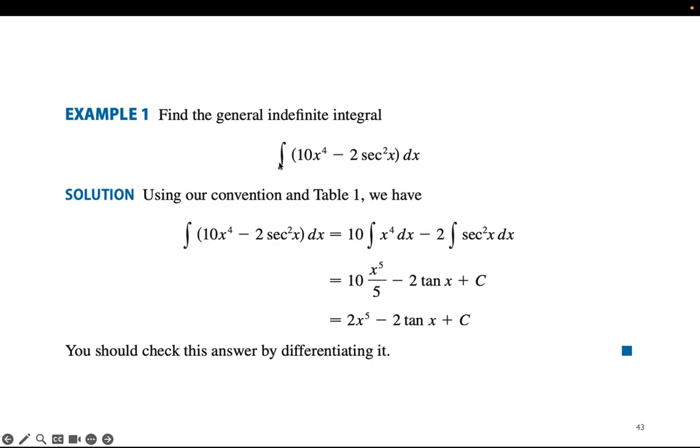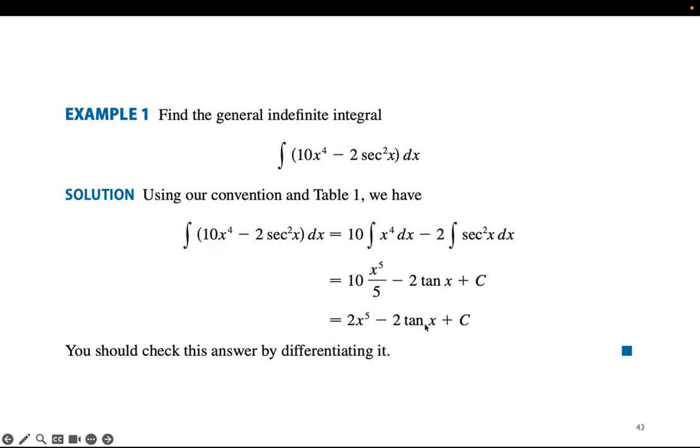Here's an example. What is the general indefinite integral? You just do them separately. The left side is just the power rule, x to the 5th divided by 5, which gives 2x to the 5th. And you remember that if you differentiate tangent, you get secant squared. So therefore, 2 tangent must be the antiderivative of this expression. And so we have the family of indefinite integrals: 2x to the 5th minus 2 tangent x plus c.